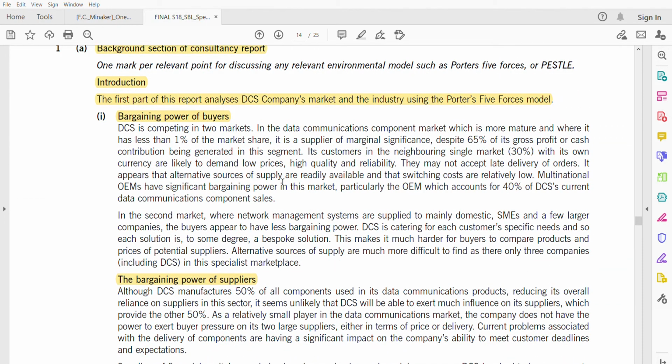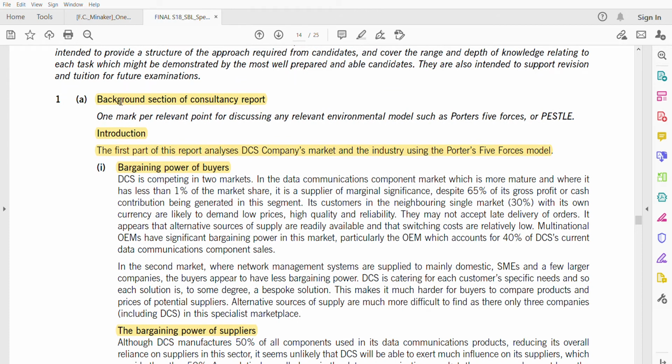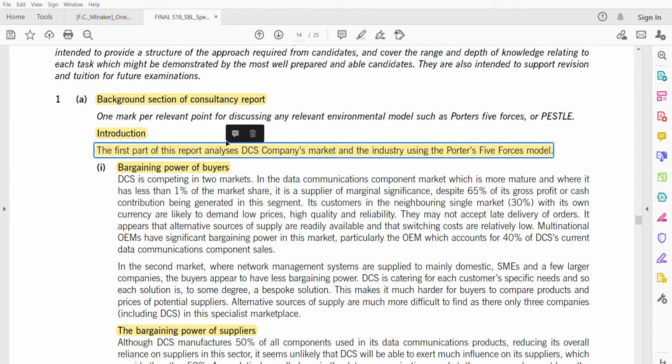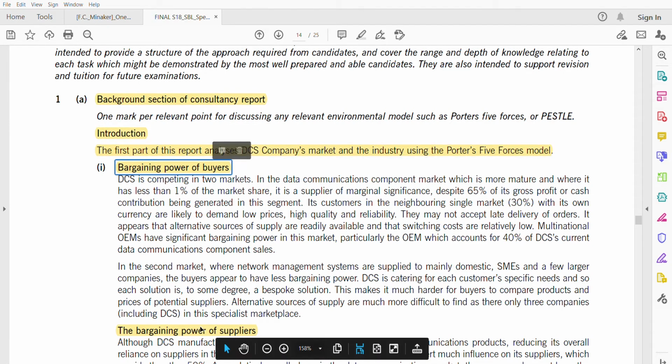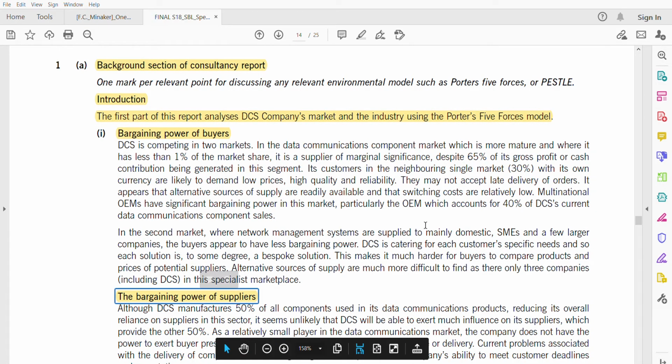This is how you are getting your professional marks. By using a clear heading like this. By using a clear introduction. Then you are using all the subheadings. These are the ways you are getting professional marks. And let's go through the first one, bargaining power of buyers.